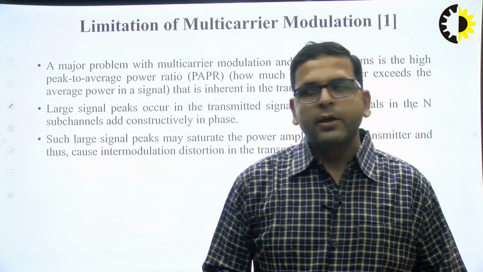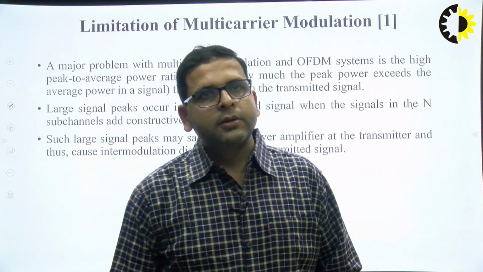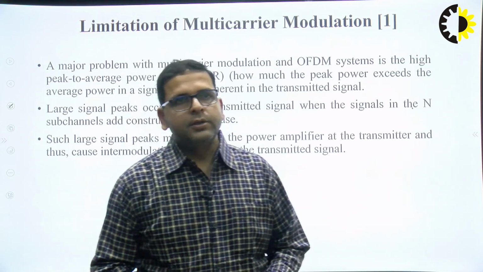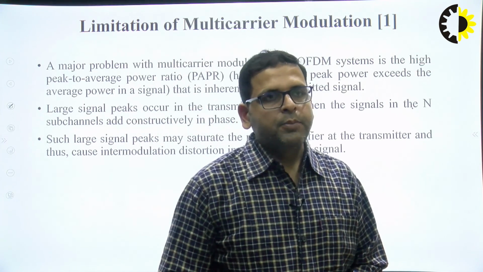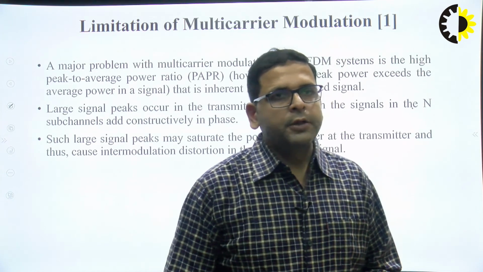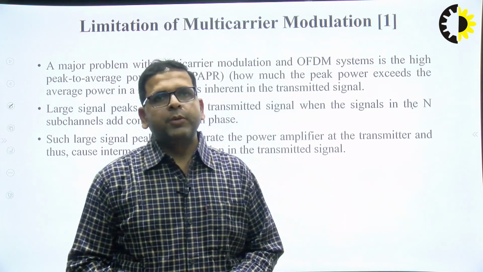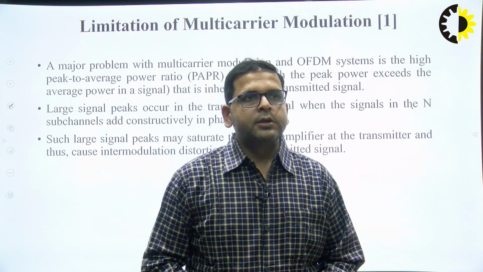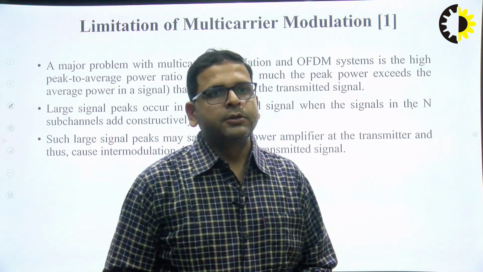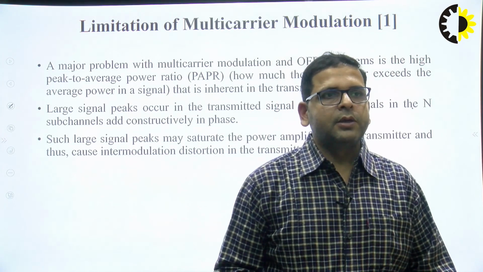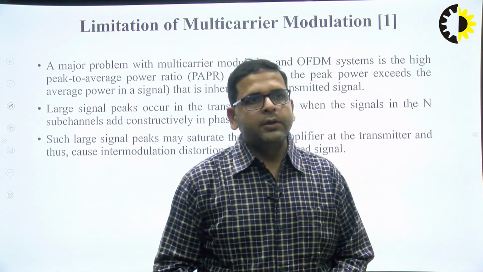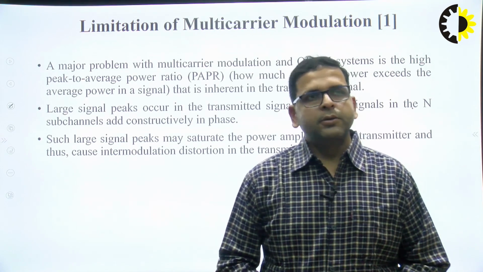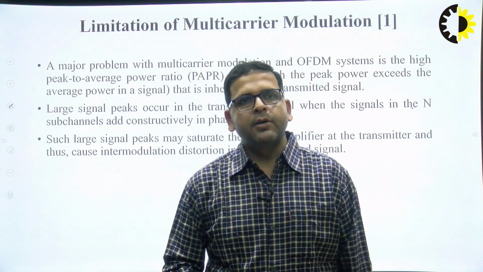Although this multi-carrier modulation scheme is good, it suffers from some drawbacks, and its major drawback is high peak to average power ratio, which represents how much the peak power exceeds the average power in a signal. This high peak to average power ratio saturates the power amplifier at the transmitter and causes intermodulation distortion in the transmitted signal. So this is the major limitation of the multi-carrier modulation scheme.